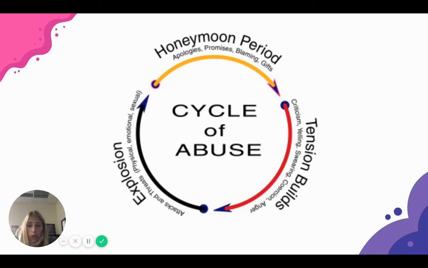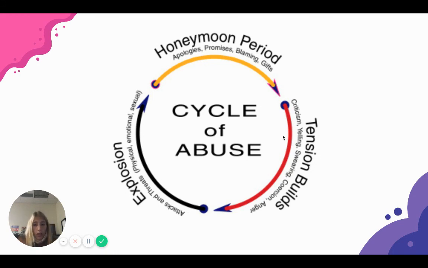It's important to know that this all happens in a cycle. So you can see the honeymoon here: apologies, promises, blaming, they're giving you gifts, everything's going to be okay. But then it goes right back into that cycle, that tension's building, and then the explosion happens, the abuse occurs, and we're back right into that, oh, I'm sorry, it'll never happen again, okay?